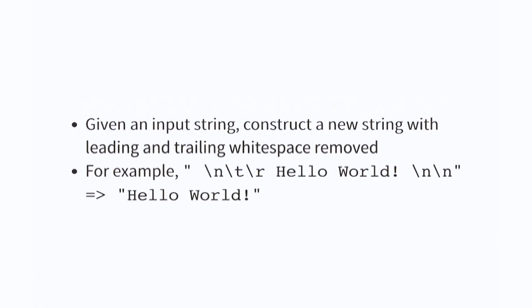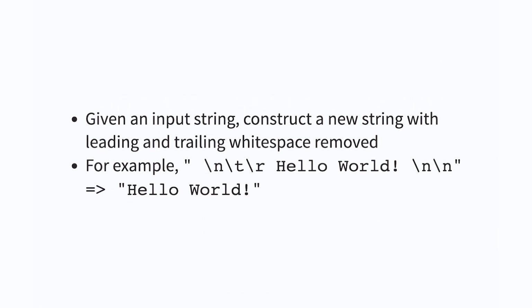Okay. So, our problem statement this time. Given an input string, construct a new string with any leading and trailing white space removed. For example, if we have this hello world with some junk at the front, some junk at the end, we want to remove the junk and just return hello world, right? String trimming.